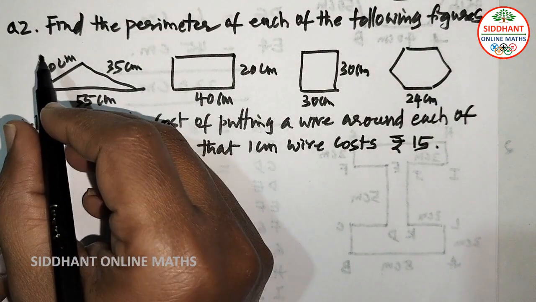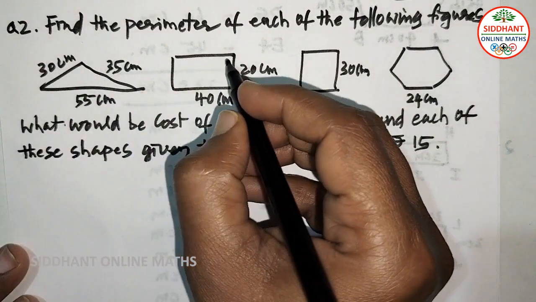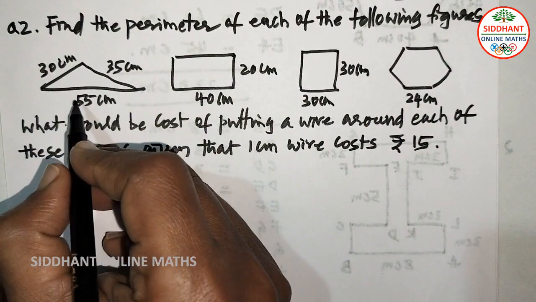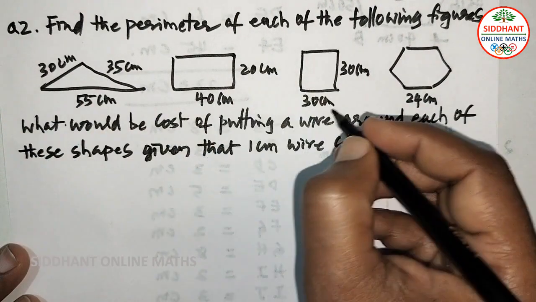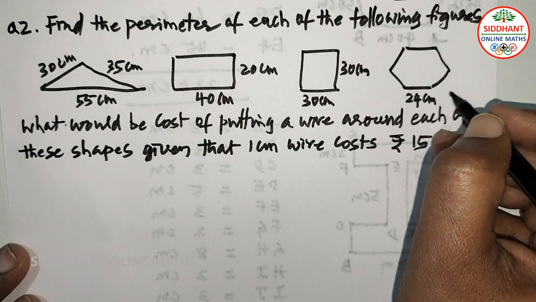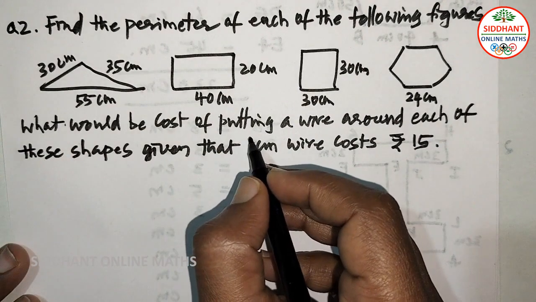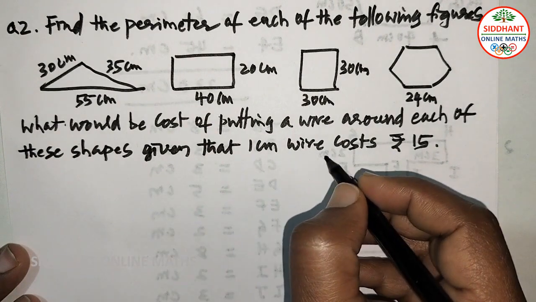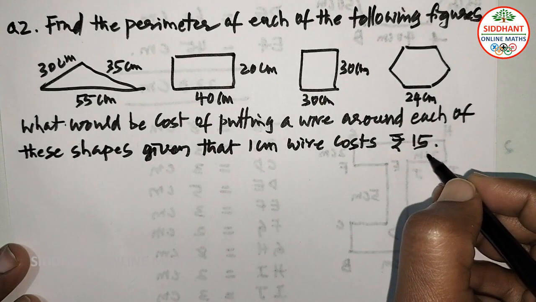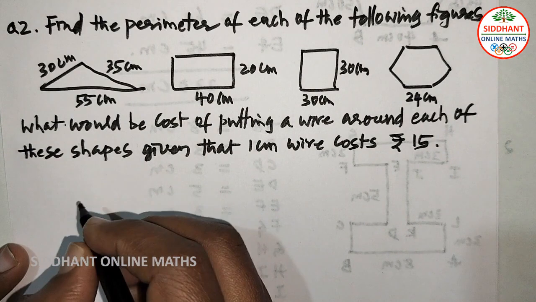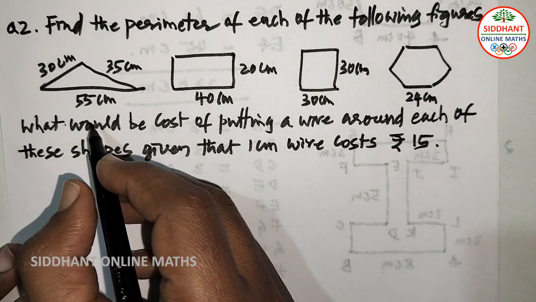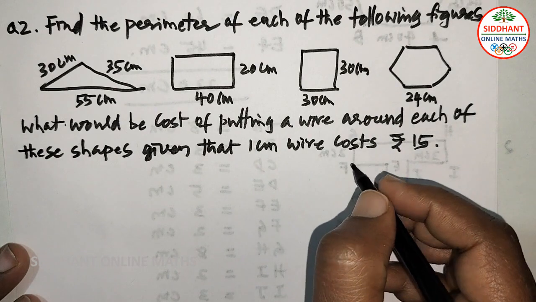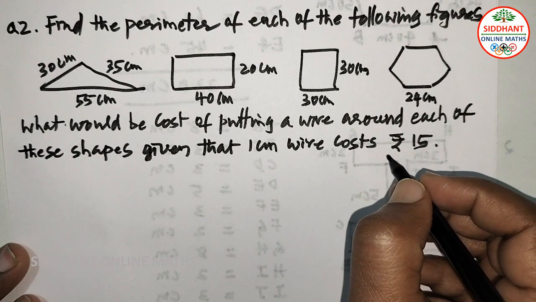Next, question number 2. Find the perimeter of each of the following figures. A triangle, rectangle, square and a polygon are given here. What could be the cost of putting a wire around each of these shapes, given that 1 centimeter of wire costs rupees 15? So here first we are going to see the perimeter of these shapes, then we are going to calculate the cost of the wire.